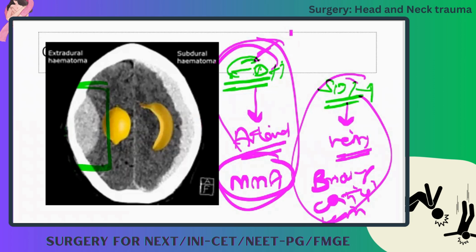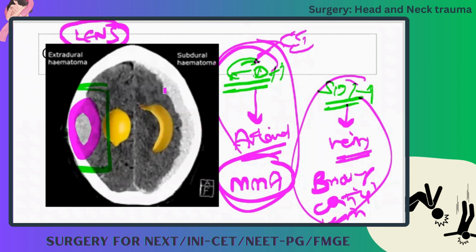How to differentiate them? With the help of a CT scan. This is the most important thing. See, extradural hemorrhage will look like this, in picture A. How is it looking? Lemon shaped, biconvex, like a lens.